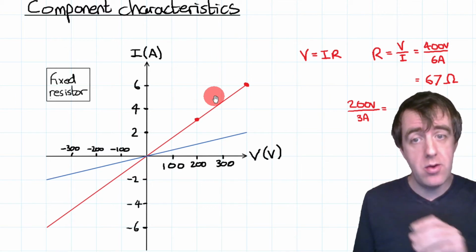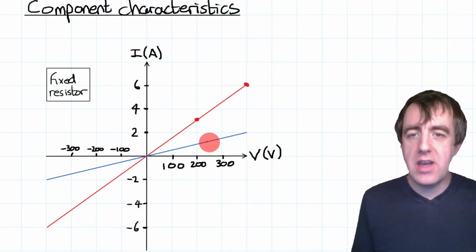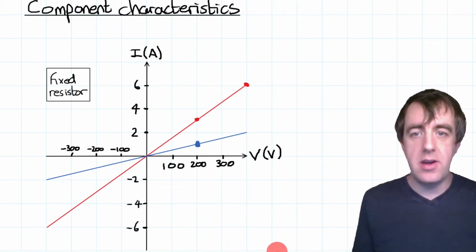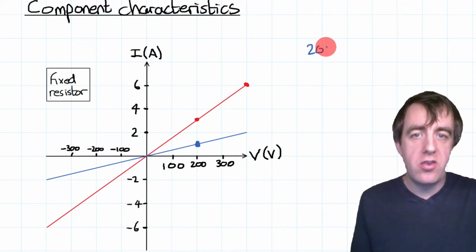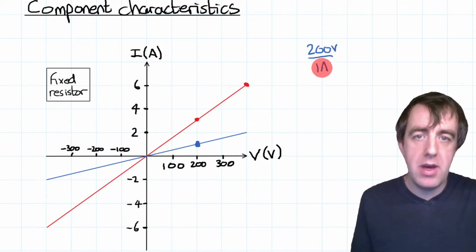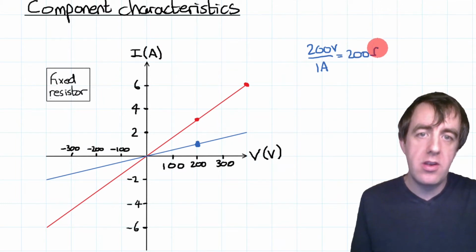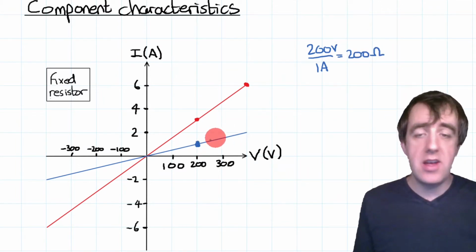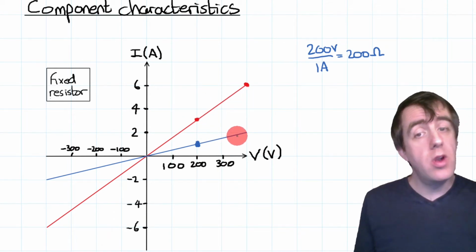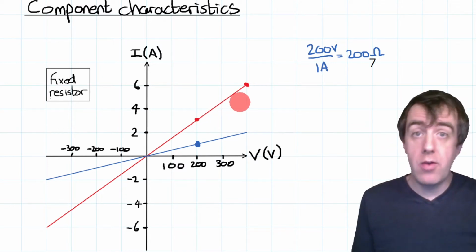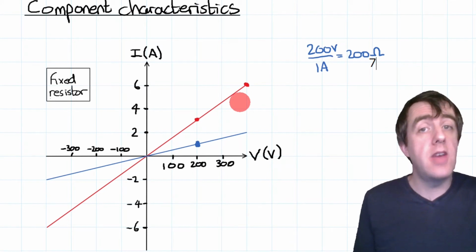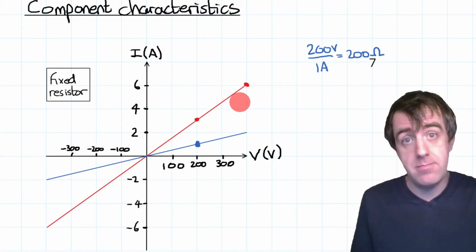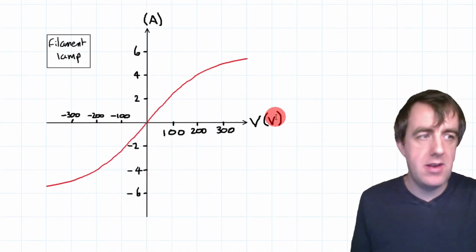That's an ohmic component. If I perform this calculation now on the blue resistor, on this point here, 200 volts and 1 ampere. 200 volts divided by 1 ampere is 200 ohms. So you can see that the blue resistor has a higher resistance than the red resistor. The gradient of the blue line is lower than the gradient of the red line. For graphs where we have a straight line passing through the origin, a lower gradient will indicate a higher resistance, and vice versa.